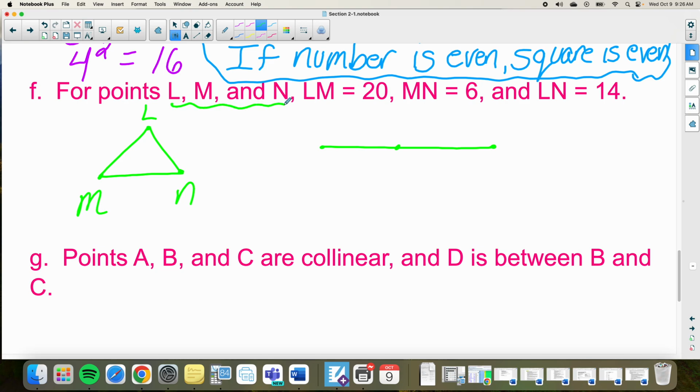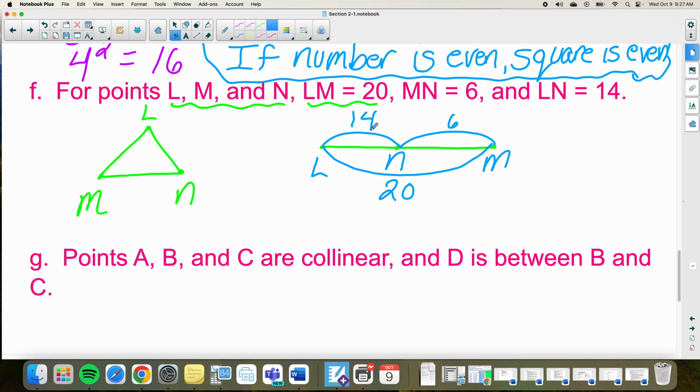Now, you're given 3 points. How you determine which points are on the endpoints is by looking at the biggest number here. From L to M is 20, which is the biggest. So what that tells us then is I could call that L and that M, and they're telling us this is 20, okay? Now that leaves N for being in the middle, okay? Then they say MN is 6, and L to N here is 14.